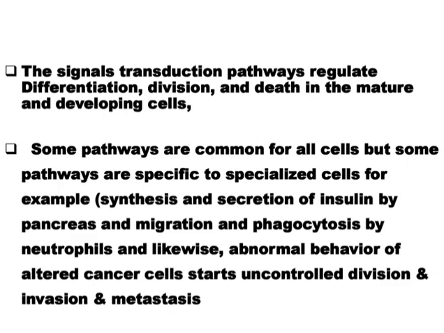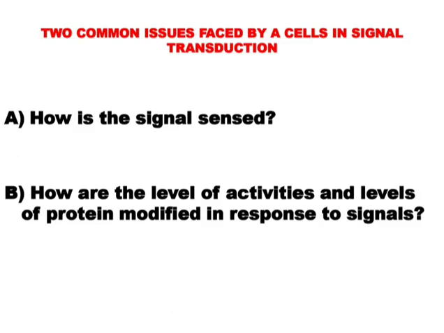And further, migration and phagocytosis by the neutrophils is also a very unique process. Likewise, the abnormal behavior of altered cells, that is cancer cells, starts uncontrolled division and invasion, and further spreads to other sites, that is metastasis. So these are because of the signaling.